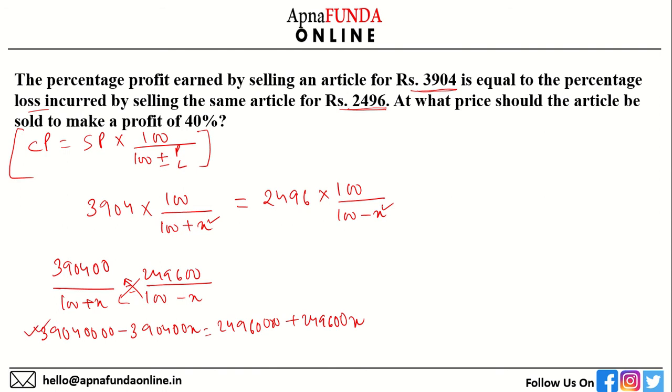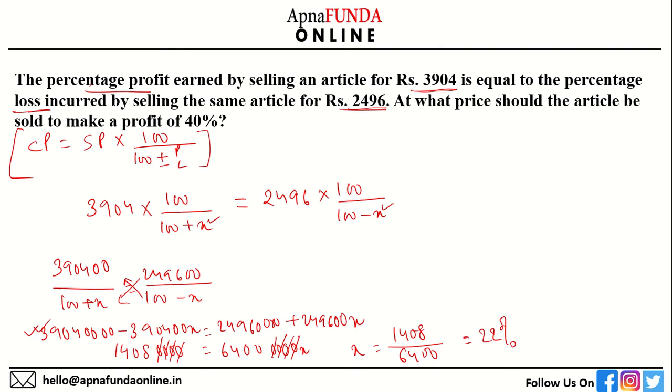This is the expression that you should get. When you solve this, you will come to 1400 is equal to 64000000x. X is equal to, we directly cancel the last four zeros. X is equal to 1408 divided by 6400. This is equal to 22%. So the percentage profit, which was equal to percentage loss, is 22.